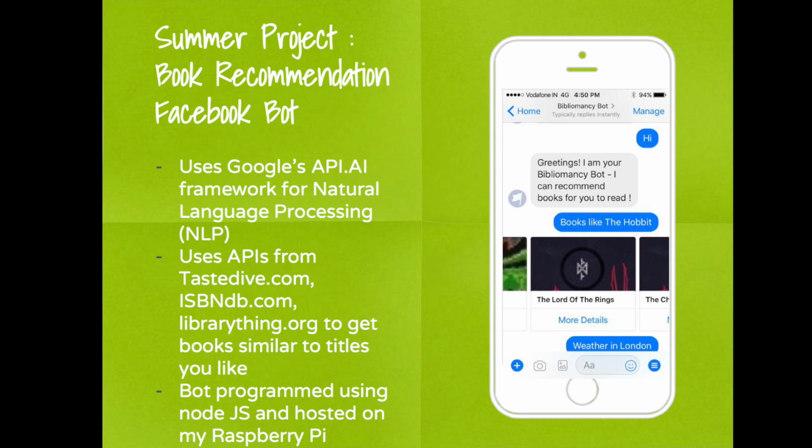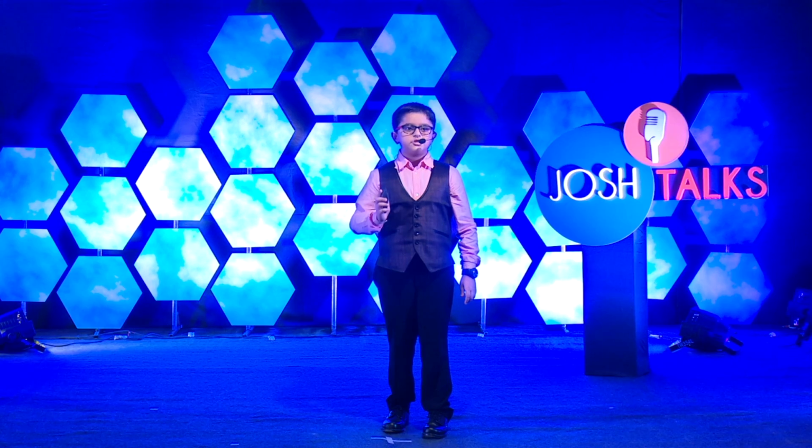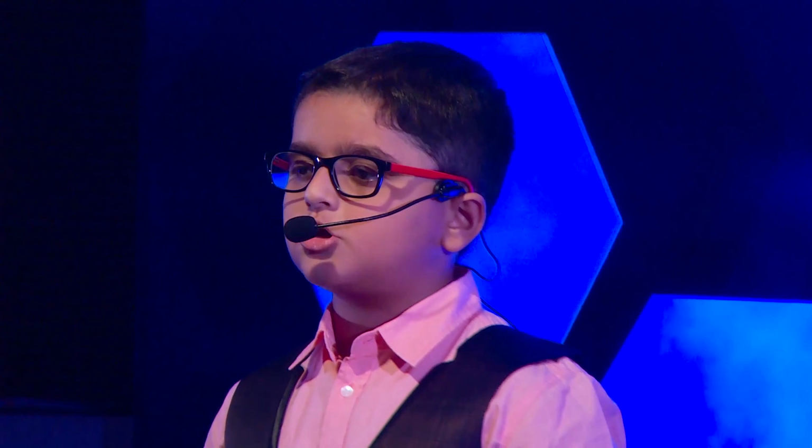I used Google's API.ai for its natural language processing and machine learning abilities. I also found a site called tastedive.com that can recommend books to you. So I use its API along with many other APIs like ISBN DB and Library Thing to get extra details about the books, including the book cover images.